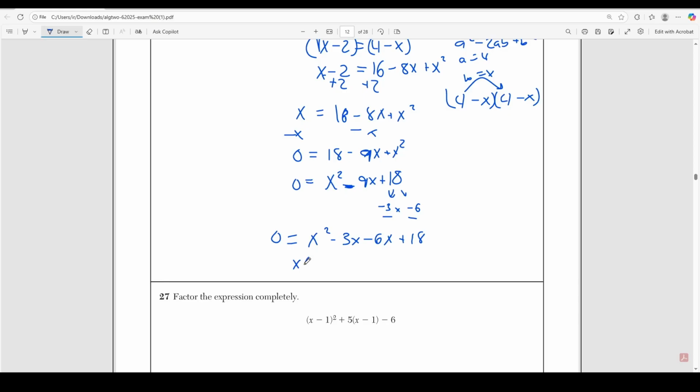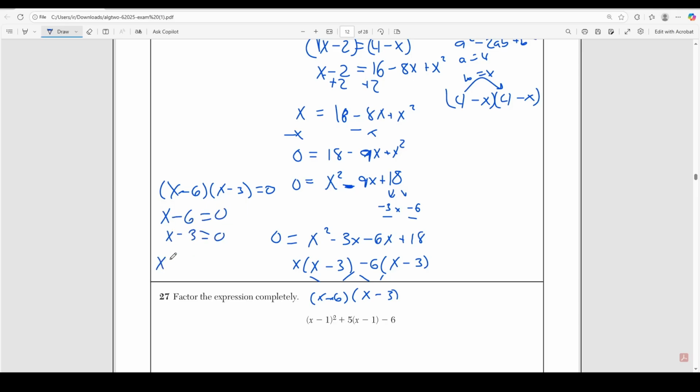So I'm going to take out an x here because they have an x in common, and I'm left with x minus 3. And here I'm going to take out a negative 6, and I'm left with x minus 3. I can combine both of these into one parentheses, x minus 3, and I can combine both of these into x minus 6. And I get that x minus 6 times x minus 3 has to equal 0. If I want to find the solutions, I need to see what values of x make this whole thing equal to 0. In other words, you take whatever's in these parentheses and set it equal to 0. So x minus 6 is equal to 0, and x minus 3 is equal to 0. That means x has to equal 6, and x has to equal 3.